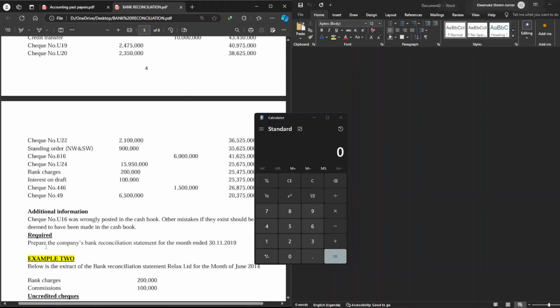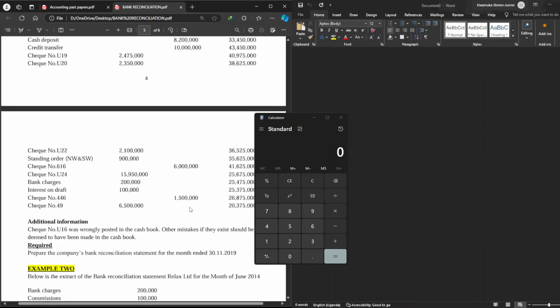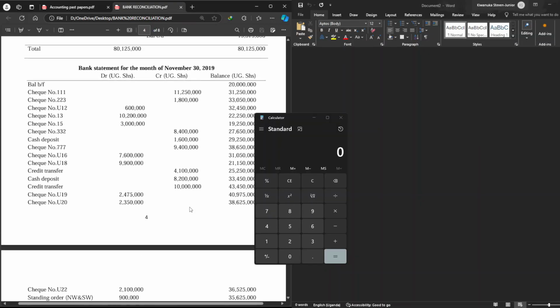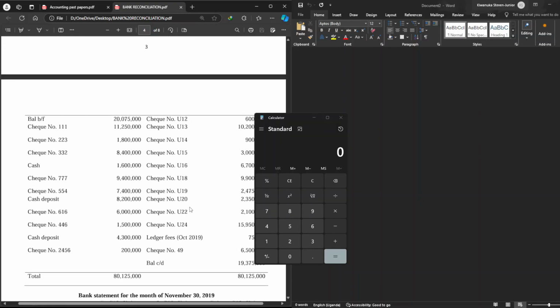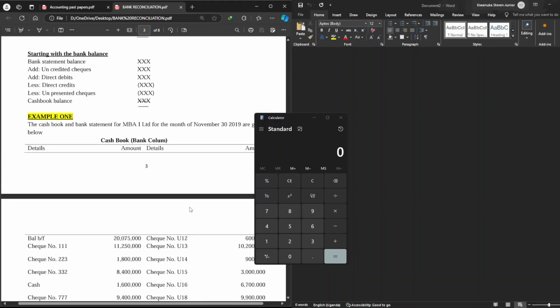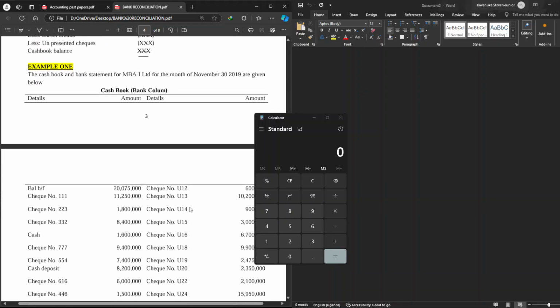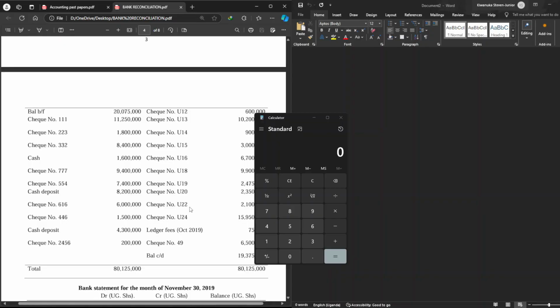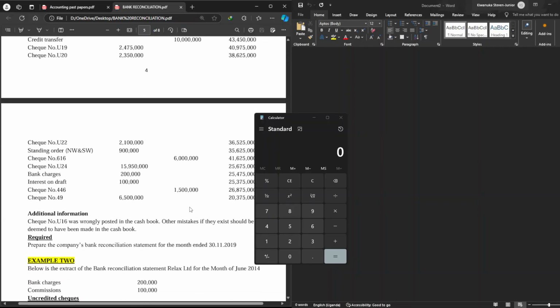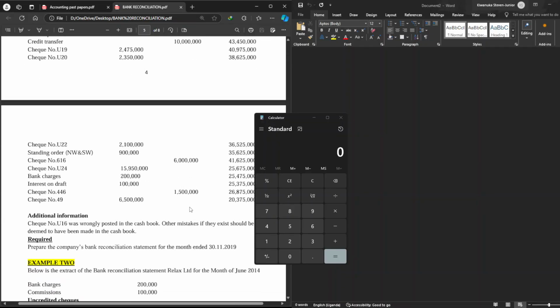So what are we required? We are required to prepare the company's bank reconciliation statement for the month ended 30th November 2019. So, what are we required? We are required to prepare a bank reconciliation.